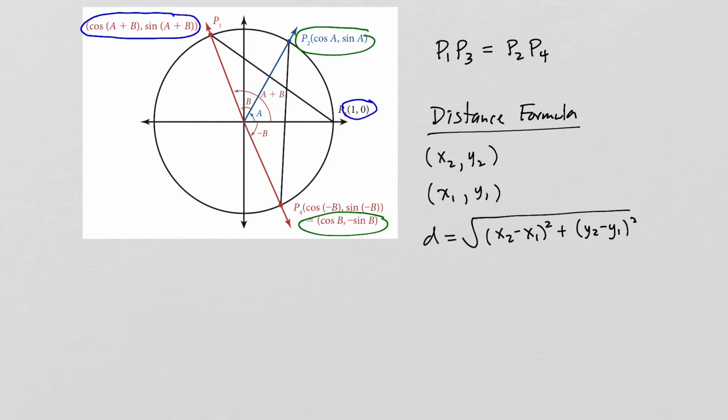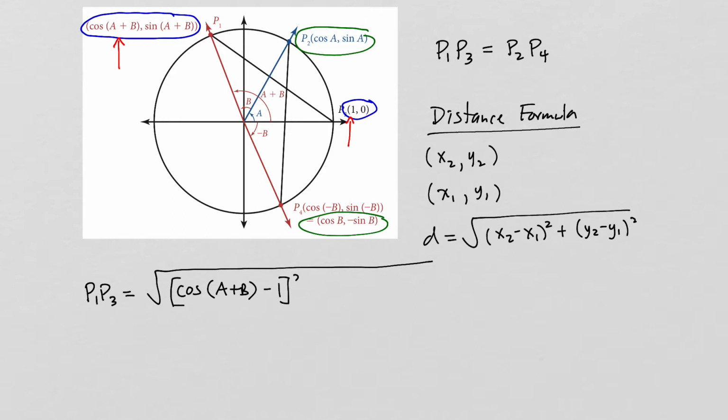So the distance between P1 and P3 is going to be a big square root, and we're going to be subtracting the x-coordinate here and the x-coordinate here. So that gives us the cosine of A plus B minus 1, quantity squared, plus, and then we are going to subtract the y-coordinate here and the y-coordinate here. And so that is the sine of A plus B minus 0, quantity squared.